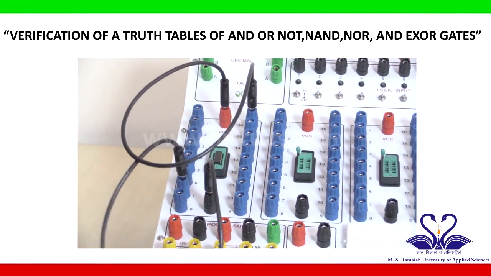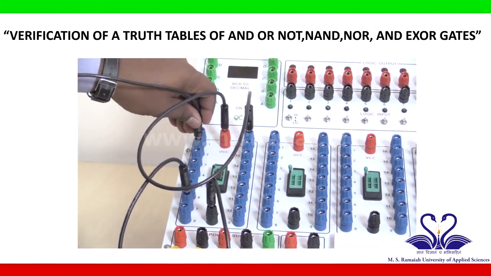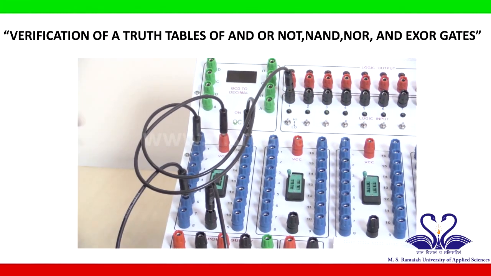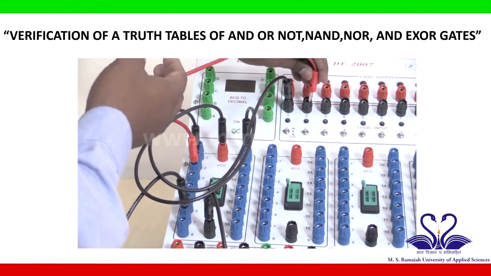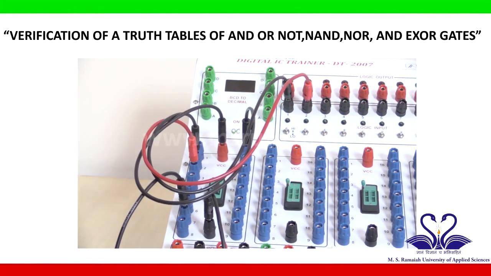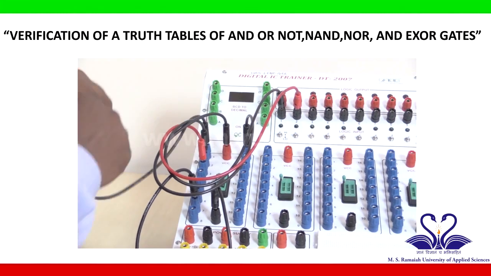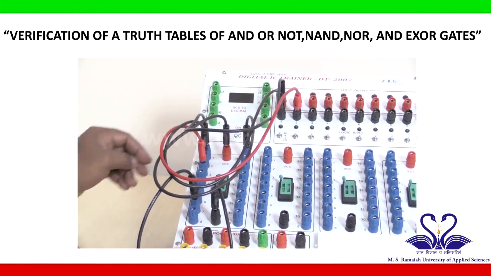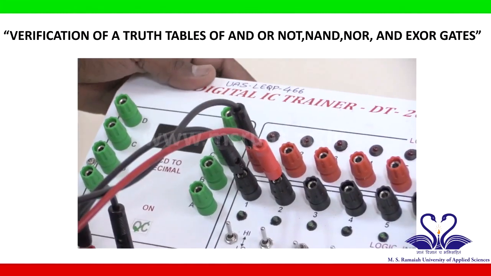For a NOR gate, pin numbers 2 and 3 are inputs, so I will connect pin number 2 to input. Similarly, pin number 3 to one more input, and pin number 1 is output. So pin number 1 I am connecting to output. Now we have 2 inputs, 1 output for a NOR gate. Now turn on the digital IC trainer kit.